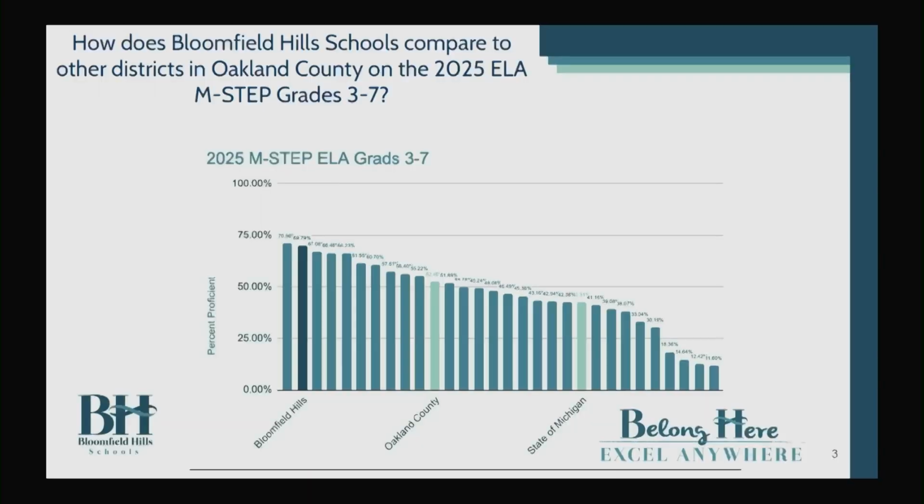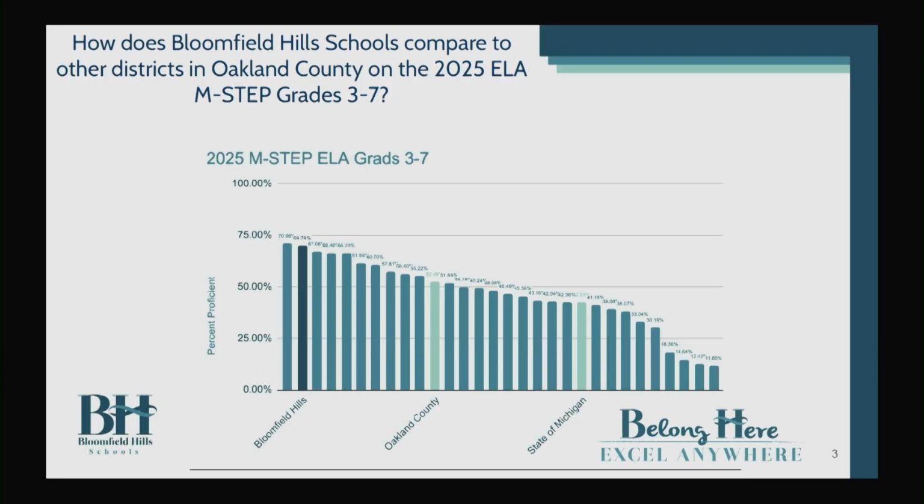This chart is the first one of many. They look very similar, but this is the M-STEP grades 3 through 7, so it's all of those grade levels combined. All of these bars are a different district in the county. But much like we wouldn't get up here and present data that compares our schools, the superintendents have agreed not to compare data between the districts. So we know which districts they are, but we did highlight with the colors us, Oakland County's overall, and the state of Michigan's overall, so that you can see where we compare in those. But these are all Oakland County schools.